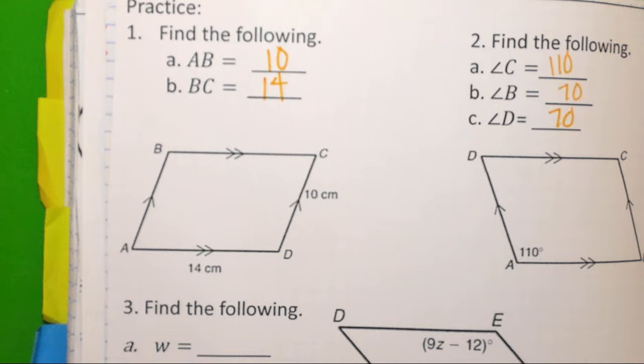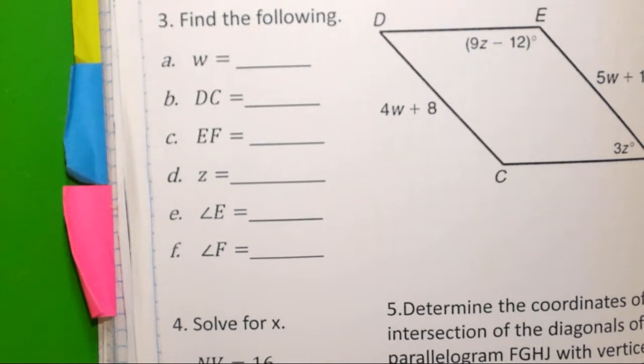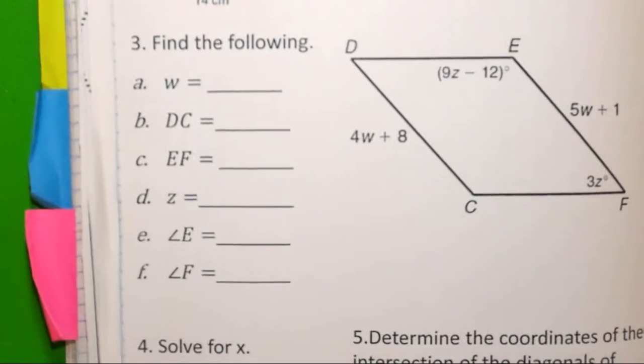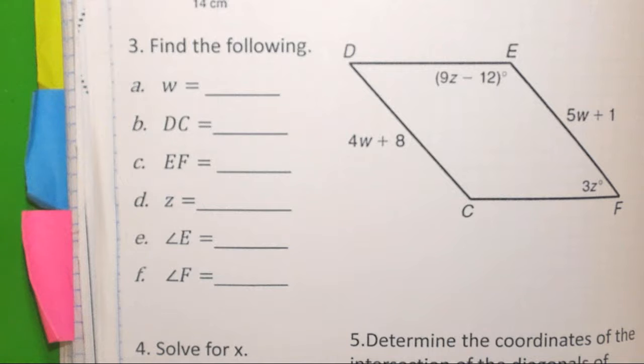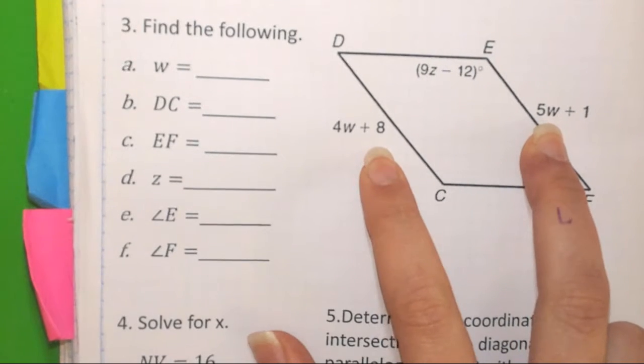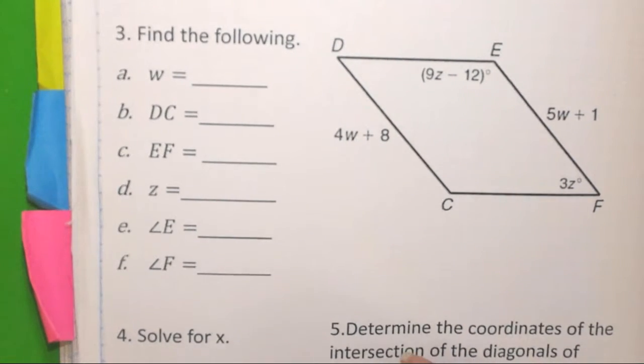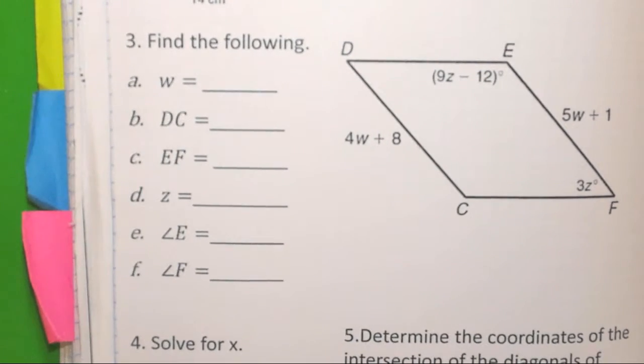Alright, now let's look at number 3. Oh, great. We're going to apply this to algebra. It says to find the following. So how would we find W? What do we know about opposite sides of a parallelogram? They're congruent. They're equal. So we would set them equal. Take a point. Good job.